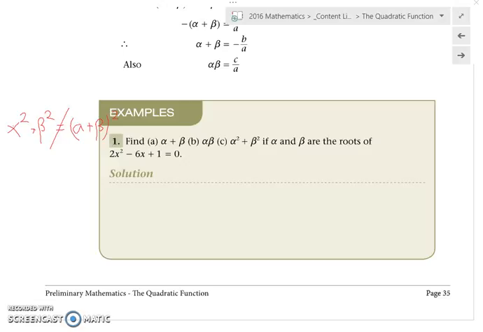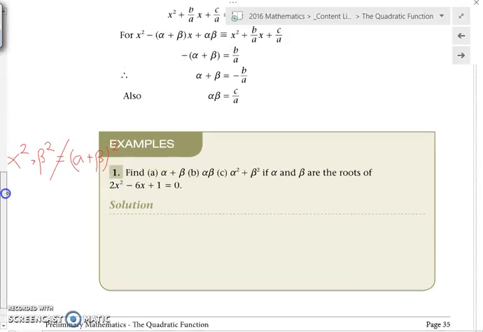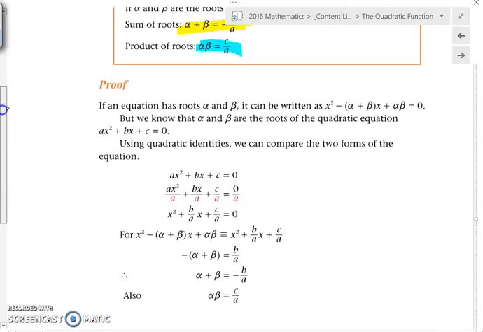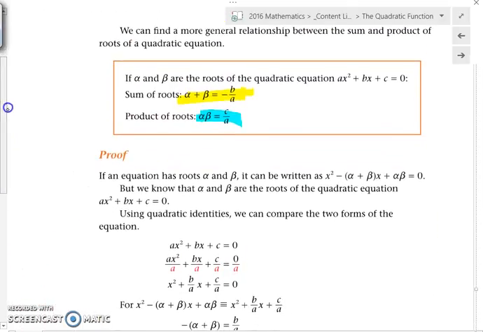Now, the guys will be able to help you. If you actually have a look just above it, we've actually got a general relationship. So the sum of the roots is equal to minus b over a. When we did it yesterday, we found that alpha plus beta equaled minus b, but that was only with monic equations. Does that make sense?